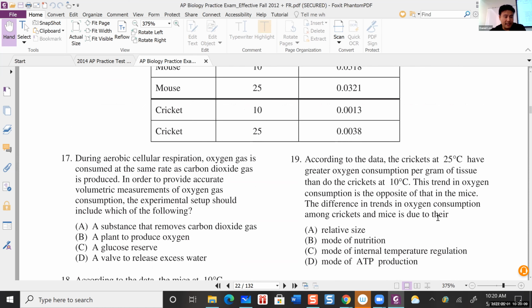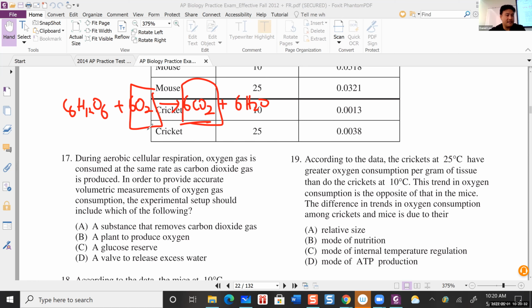So number 17, during aerobic respiration, oxygen is consumed at the same rate as CO2 is produced. So that's true. And this is true because you have C6H12O6. You will use 6 oxygen and you also produce 6 CO2 when you balance the equation. 6 CO2 produced offsets the 6 oxygen.